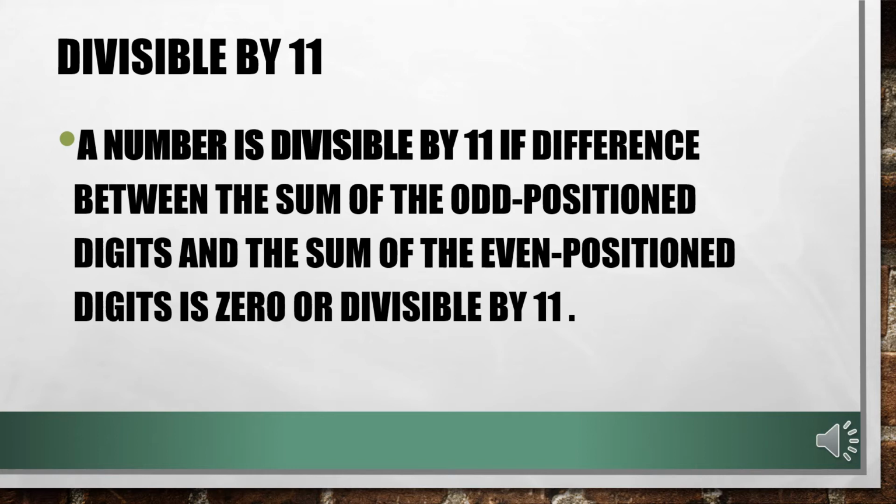Divisible by 11. A number is divisible by 11 if the difference between the sum of the odd position digits and the sum of the even position digits is 0 or divisible by 11. Let's find out how this rule works.